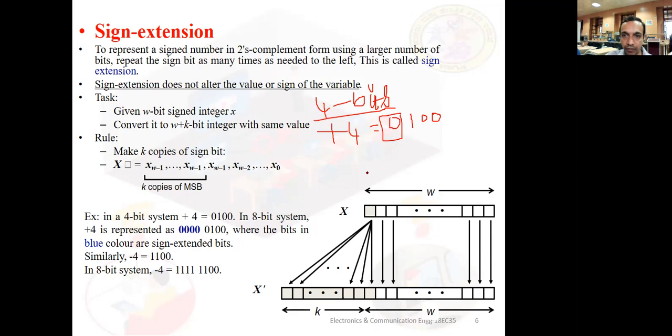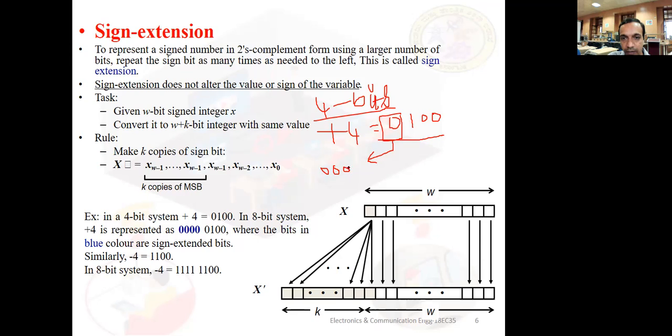What I can do now is represent the same number without changing its value using 8 bits, 16 bits, or 32 bits also. So from the given system, you want to extend it to a higher-bit system. Then what you do is copy the sign bit into the higher positions.